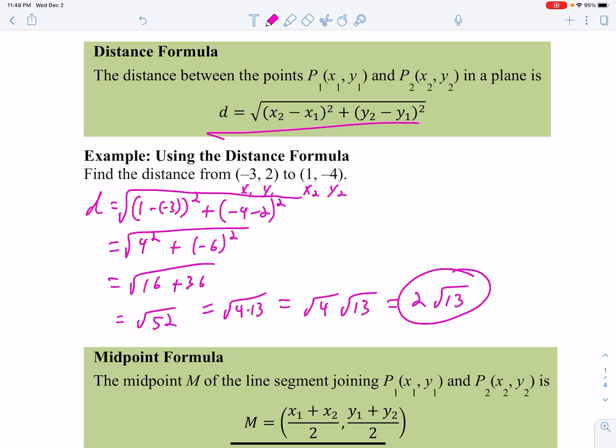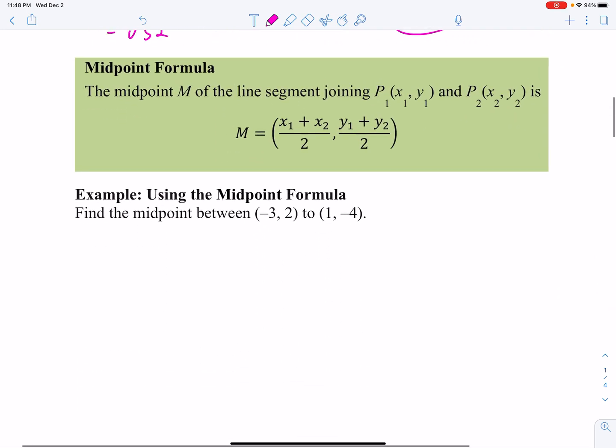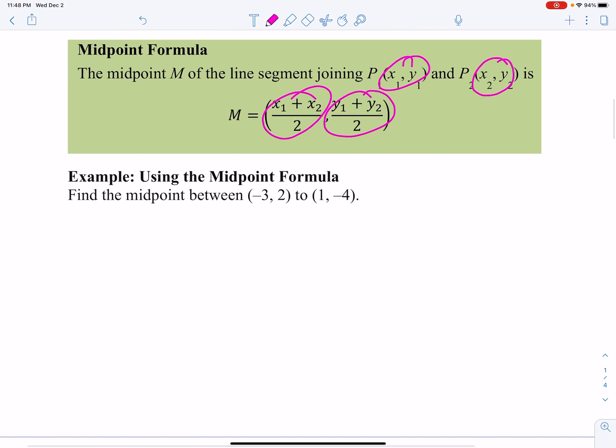Okay? Then again, from geometry, your midpoint formula. So again, if you're given 2 coordinate points, this is how you find the midpoint, right? Midpoint means halfway, right? So notice what we're doing. We're adding the 2 x's up and dividing by 2. You're finding an average. That's what you're doing, okay? Same thing with the y's. Okay, so midpoint, so we write it out like this.